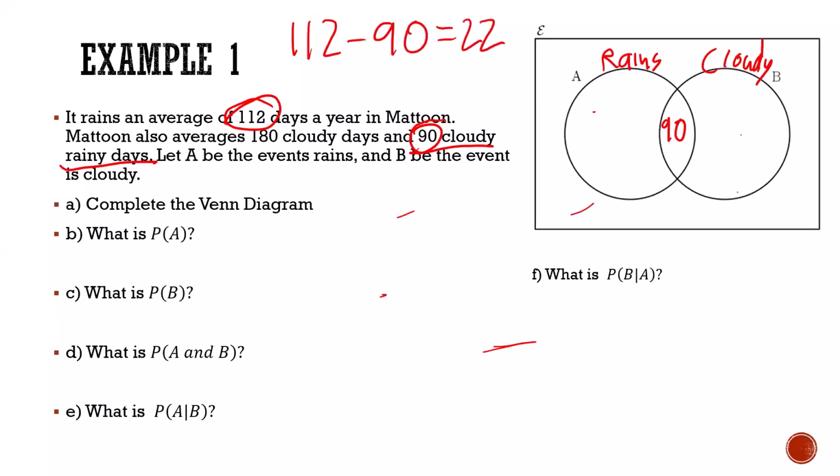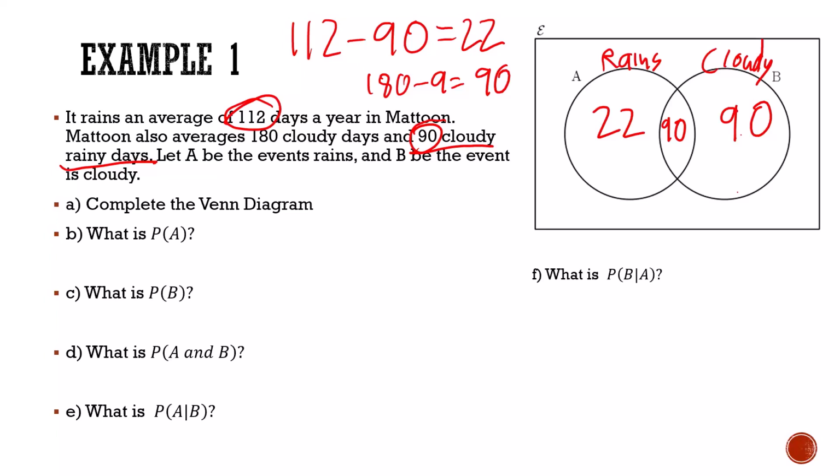So there are 22 days where it only rains. We following how I got that number? And then I should do 180 minus 90, because there are 180 cloudy days and there are 90 days that it's both, to get the number of days that are in B without also being in A. So, class, we can easily fill the rest of this diagram out together.